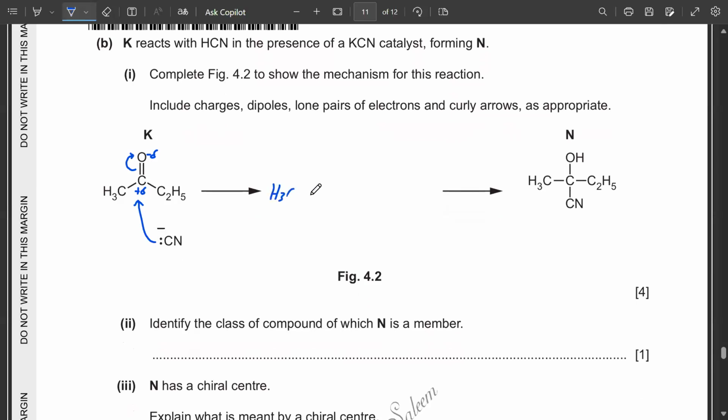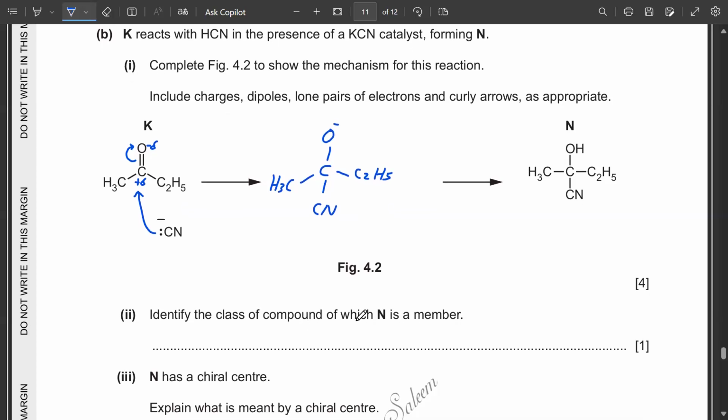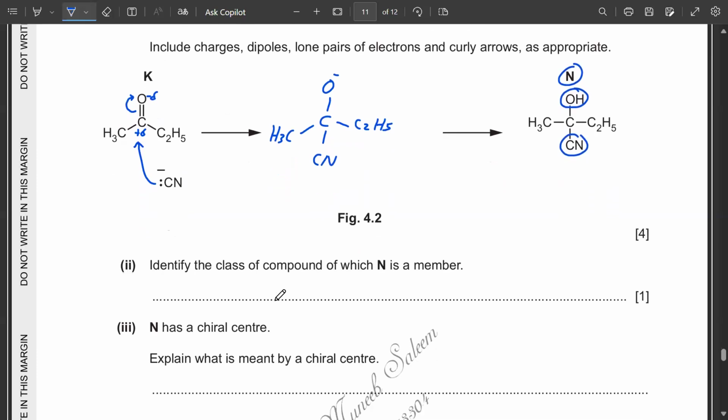So I'll write H3C bonded with the carbon, which now has a singly bonded oxygen with a negative charge on it, and then C2H5 over here, and this is bonded with the CN like this. Now this is the N. Identify the class of compound of which N is a member. So N is this compound and it has the CN group and the OH group both. So we will write it belongs to the hydroxynitrile compound. It belongs to hydroxynitrile compound.